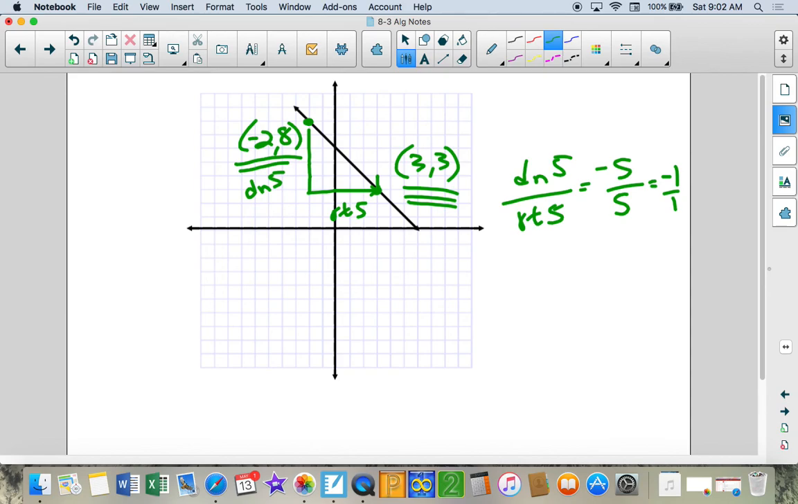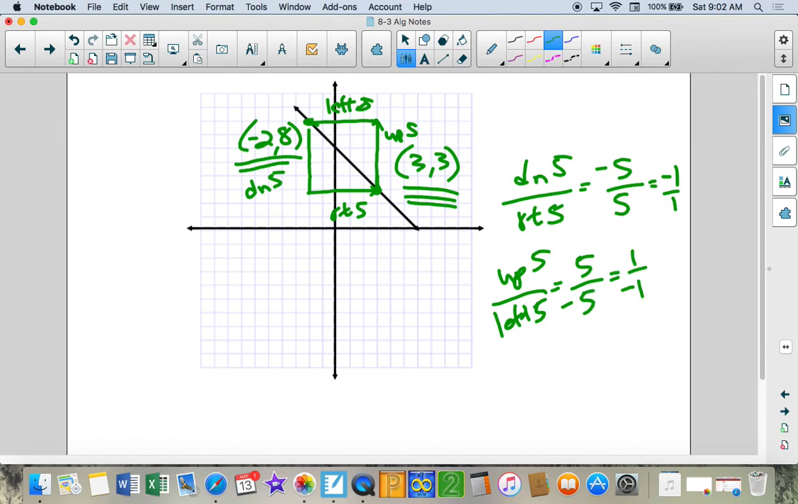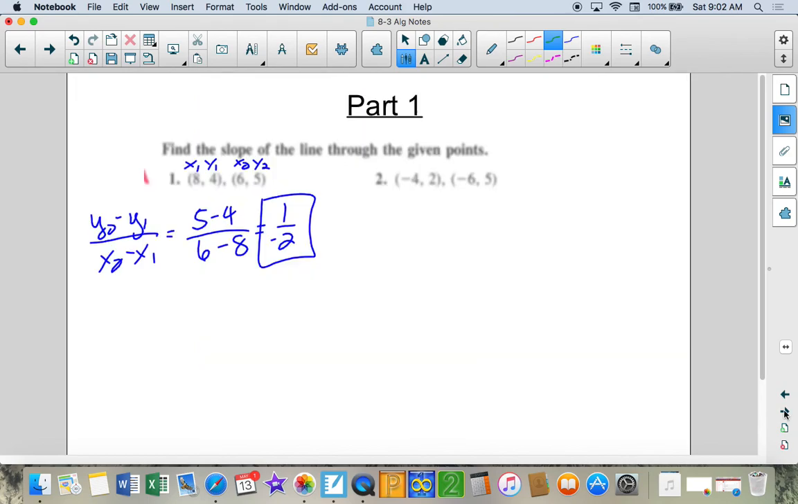We'll show this. Hopefully it'll work. 1, 2, 3, 4, 5. That's up 5. Left 1, 2, 3, 4, 5. Left 5. So up 5, left 5 is positive 5, left 5 is negative 5, which gives us 1 over negative 1, or negative 1. So what I'm trying to show you is that there are 2 different ways to go about it. That negative can be in the numerator or it can be in the denominator. So in this case, if we were looking for points, we can either look at it as 1 over negative 2 or negative 1 over positive 2.